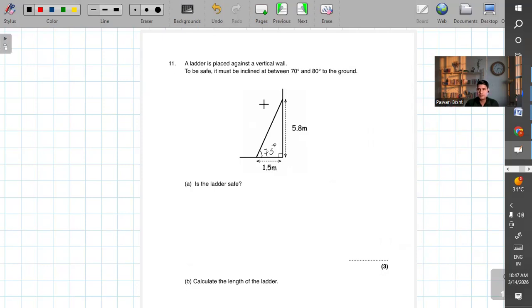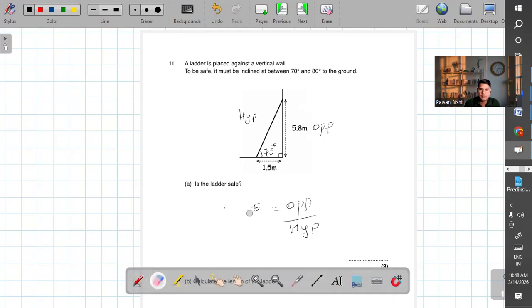So first we find the length of the ladder. Sine 75. This is opposite, and this is hypotenuse. So sine 75 is opposite over hypotenuse. Right. So sorry, my mistake. I quickly read the question. First, they are asking, is the ladder safe? Is the ladder safe means they are asking, is the ladder safe or no?